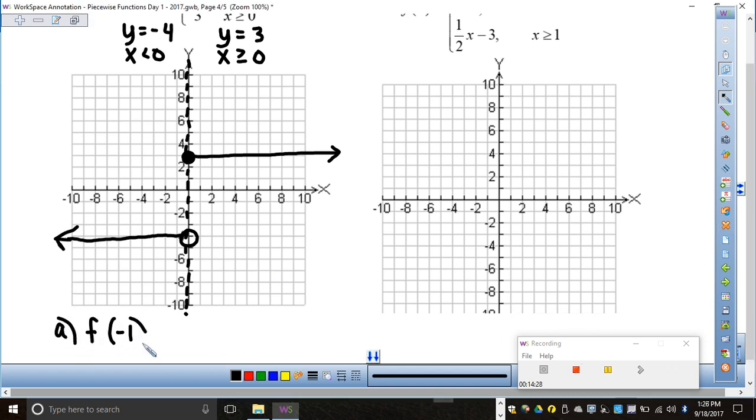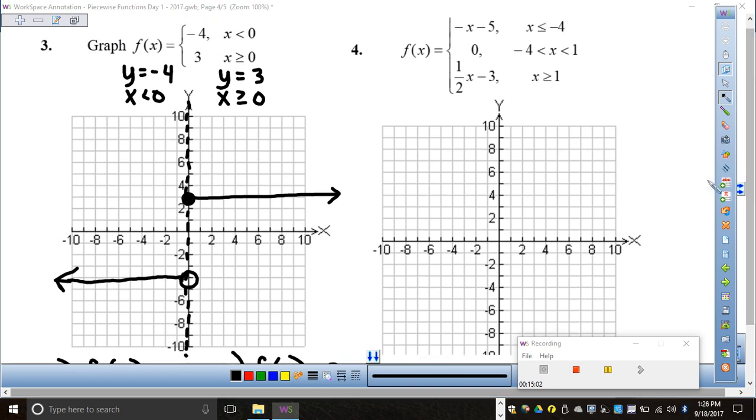F of -1 is asking what is the y value when x is -1, and we can see that it is -4. Okay, when x is equal to 0, so this is where that closed circle, open circle is really important. Because if you go down here, that's a big open hole. The graph does not exist there. So we want to look up here where it was the closed circle and it's going to be 3.